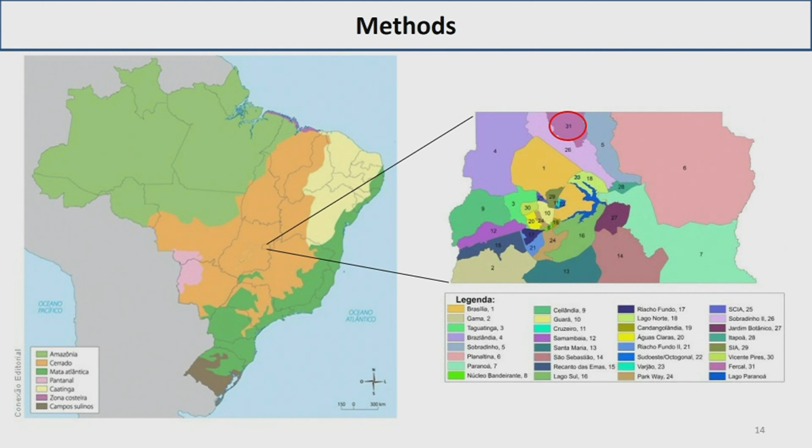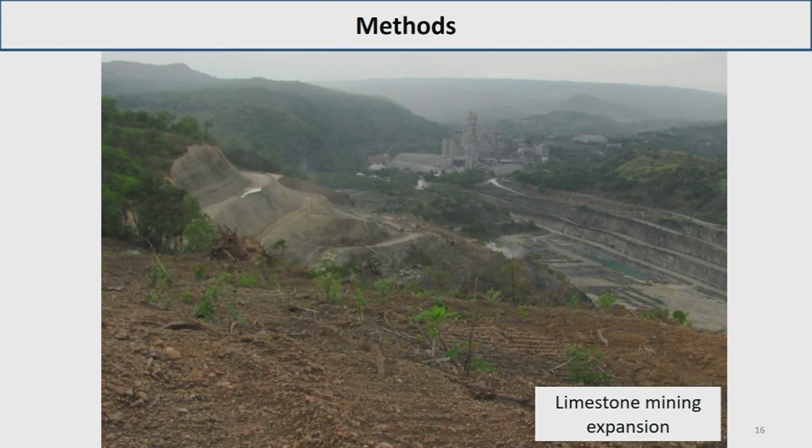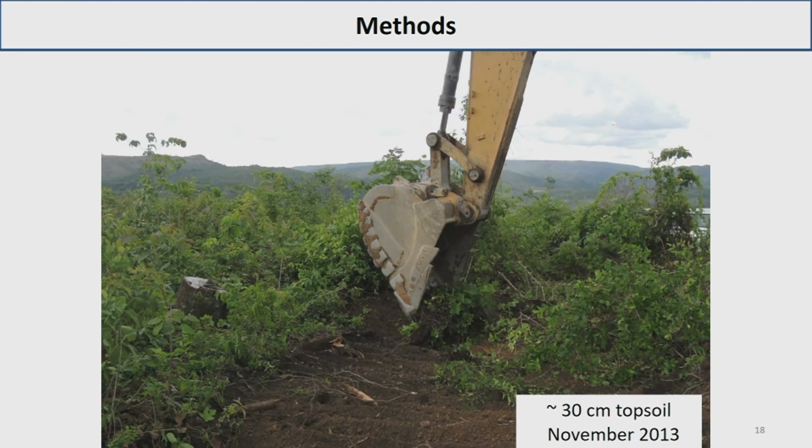This is located in the Federal District, Cerrado Biome. Seasonal dry forest spots occur in regions with more fertile soils. This is the studied secondary seasonal deciduous forest, deforested for limestone mining expansion. The forest was clear cut in May, and about 30 centimeters of topsoil was removed in November.